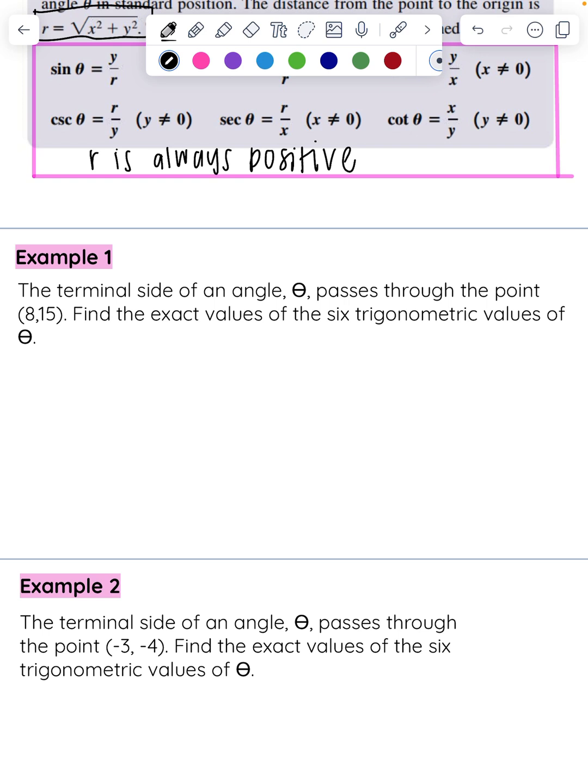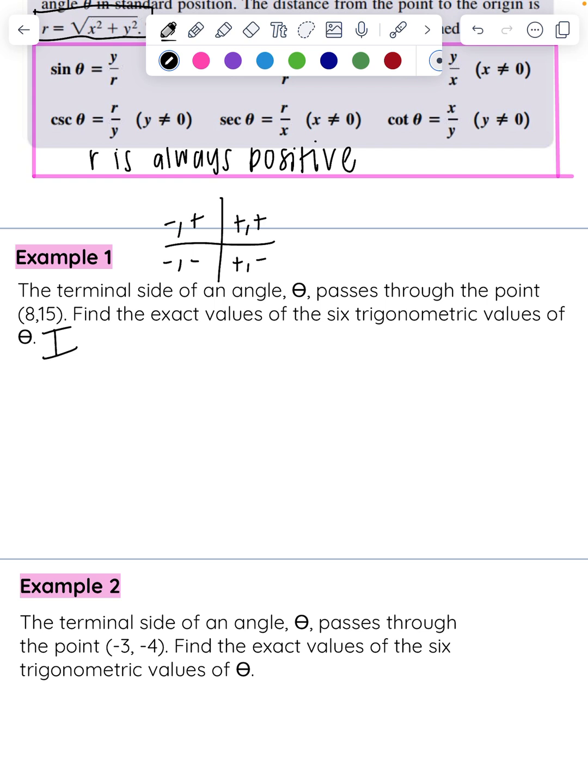The terminal side of an angle theta passes through the point (8, 15). Okay, so we are in quadrant 1 because that's positive, positive, right? So for our quadrants, we do have to know our signs. Quadrant 1 is positive, positive. Quadrant 2 is negative, positive. Negative, negative for quadrant 3. Positive, negative for quadrant 4.